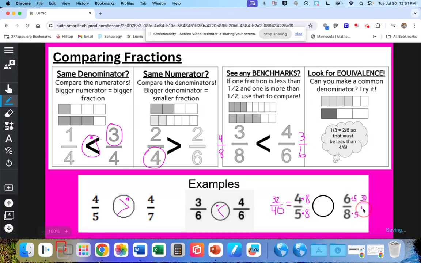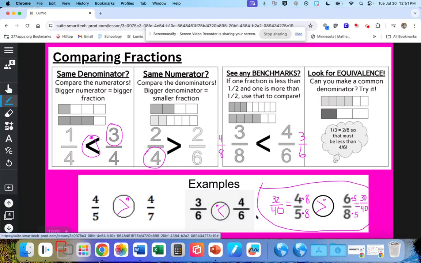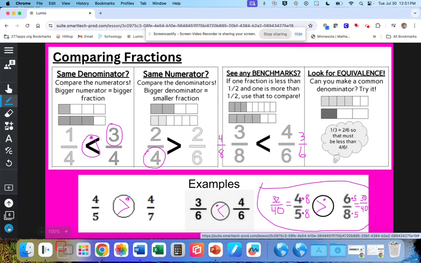Now we can compare these because now I have a common denominator. They both have 40 on the bottom. I had 32 on top and 30 on top. I know that 32 is bigger than 30. Now I know this right here is a new skill. Write this example down. Rewatch this video portion if you need to really try to start getting an understanding of how to make equivalent fractions. And do some extra practice.